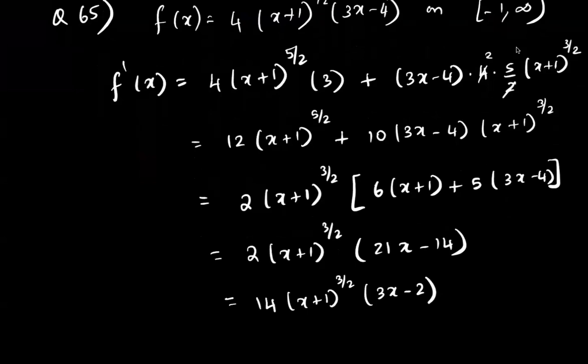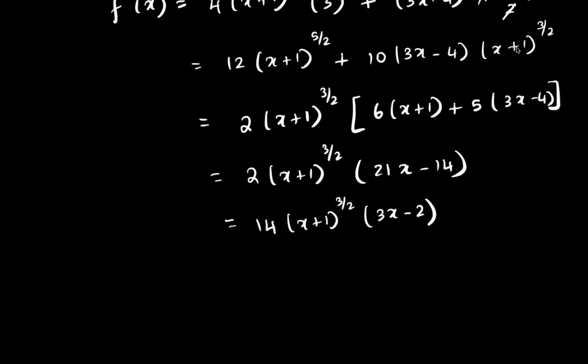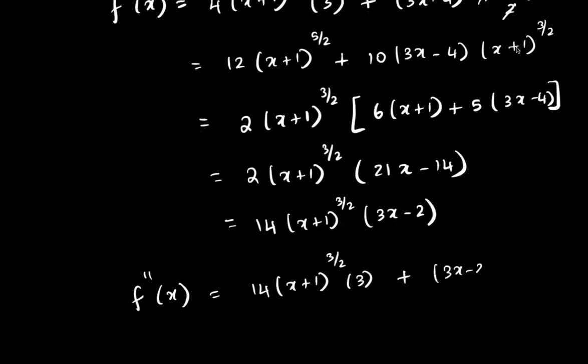Again, I'm just hoping I didn't make any mistake. Okay, so all I did was factor out the 2 times (x+1)^(3/2) to simplify it. Now I'm going to take the second derivative. Again, keep the first term as is times the derivative of the second, plus the second term as is times the derivative of the first. Simplify this.